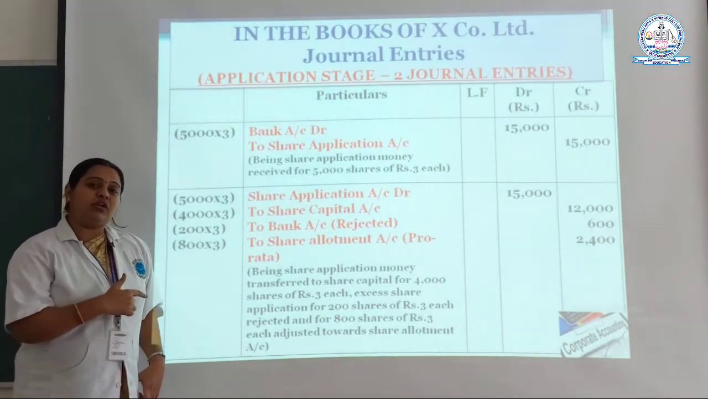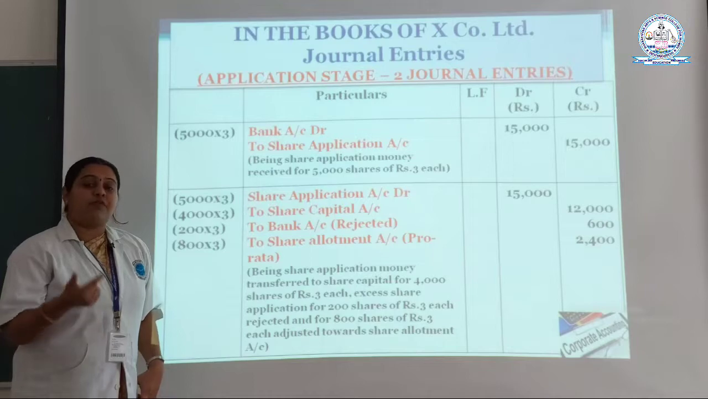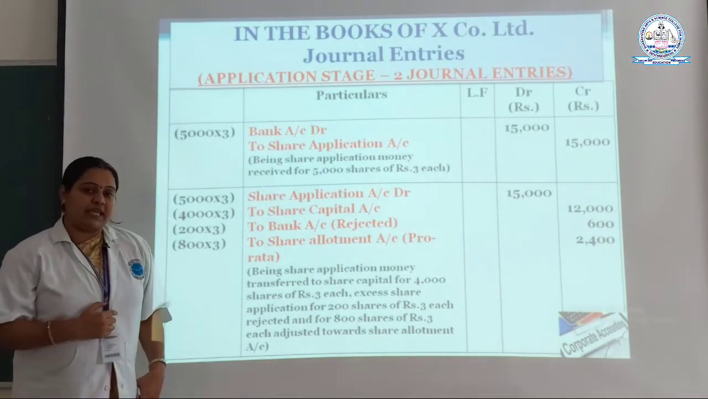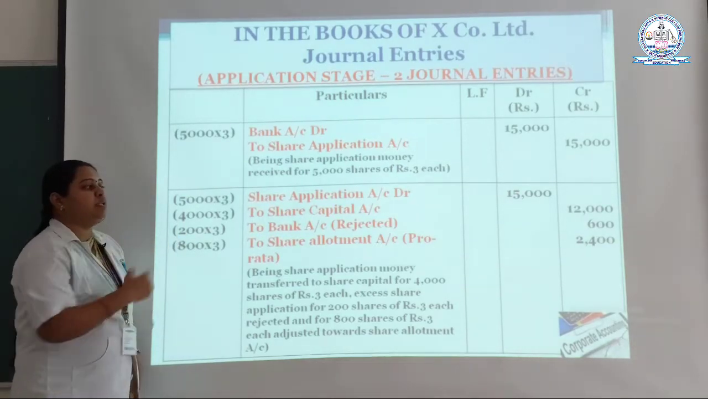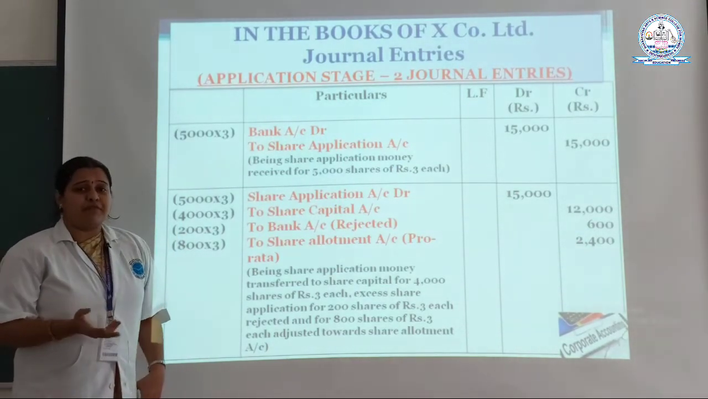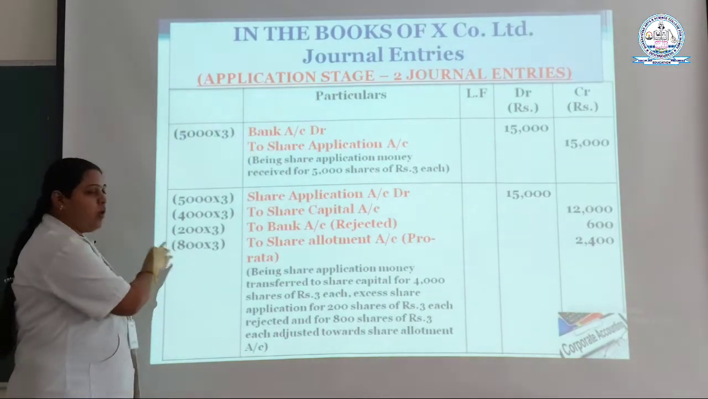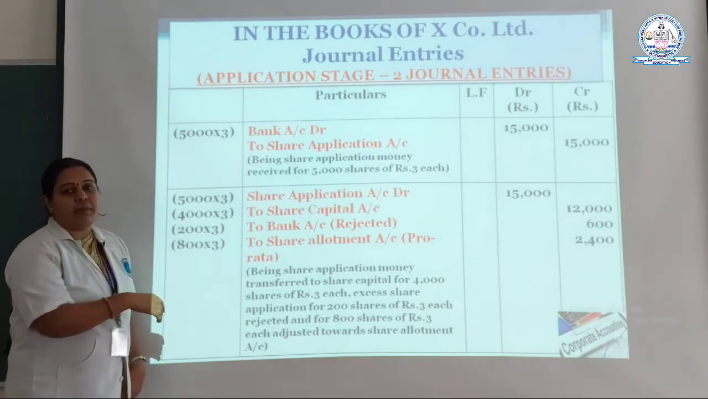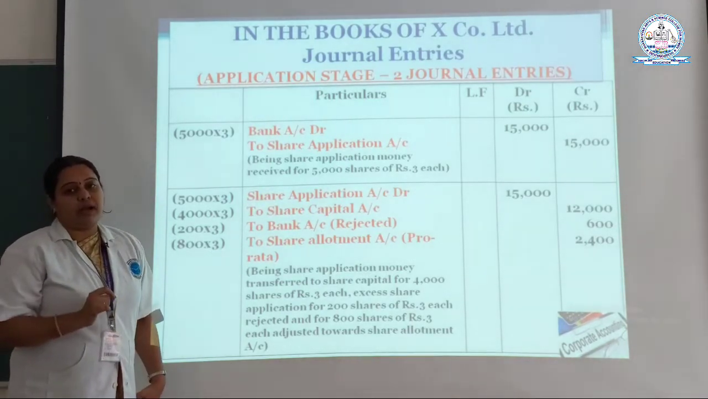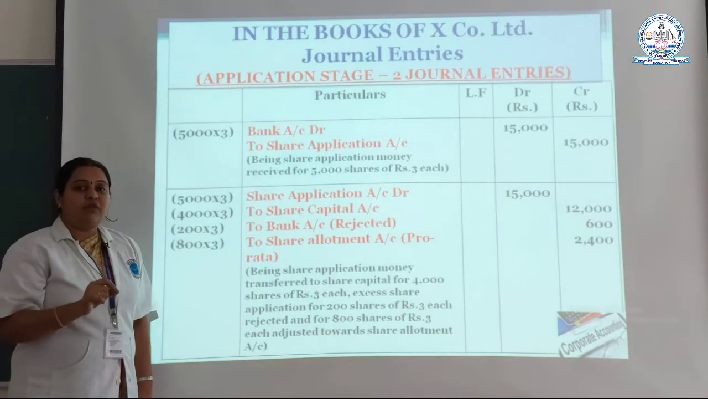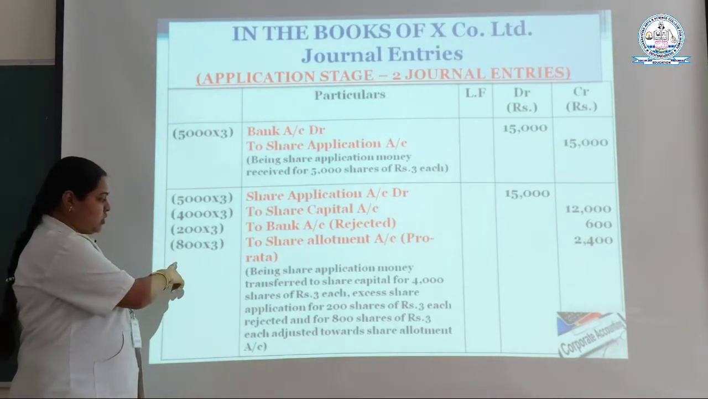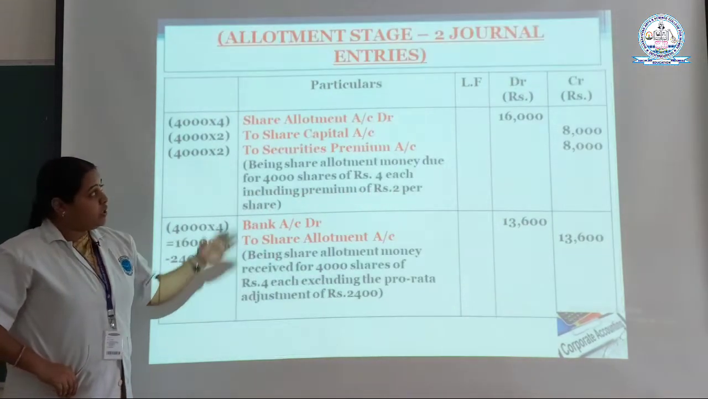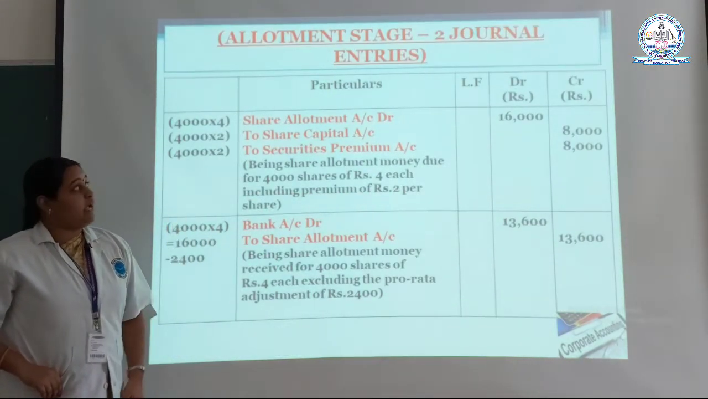Out of 15,000 we are going to transfer to share capital only for 4,000 shares. Why 4,000 shares? Because X Company Limited issued only 4,000 shares. We have already told you this is oversubscription. For oversubscription we need to take only the issued shares to transfer to share capital. So 4,000 into 3, which is 12,000. And how much have we rejected? The company has rejected 200 shares into 3, which is 600. And to share allotment, which is called pro rata allotment, we are adjusting the excess money without rejecting the money. 800 into 3, 2,400. So that was all about the application stage.